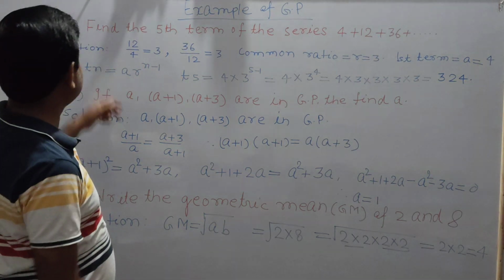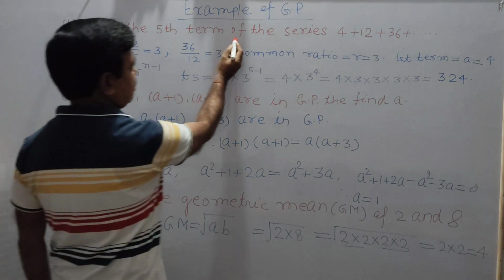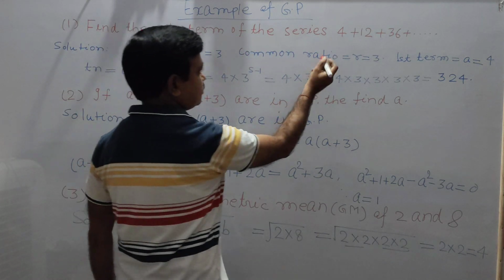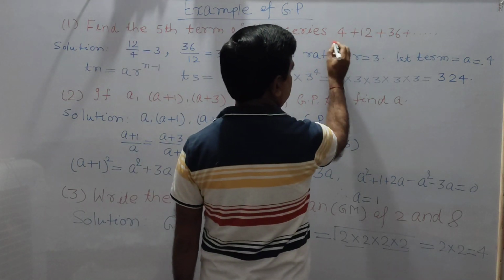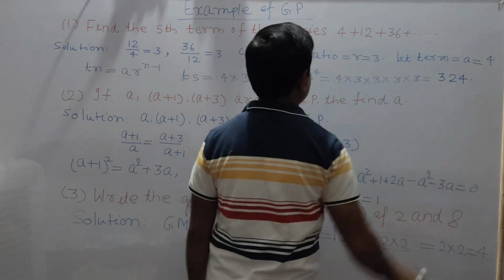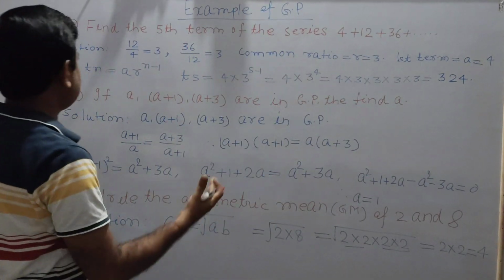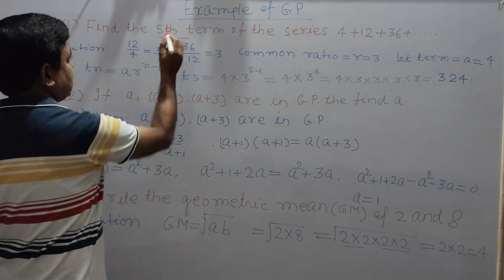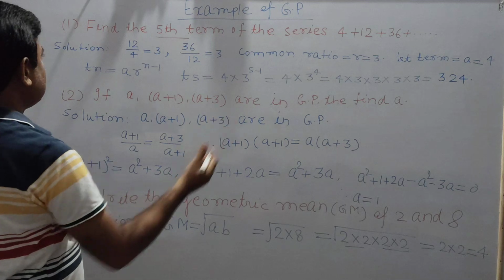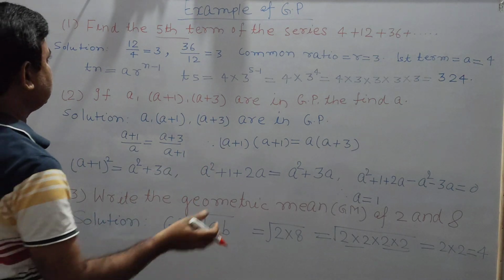Your first question is: find the fifth term of the series. One series is 4 plus 12 plus 36. So find the value of the fifth term of this series. First we see whether the series is in GP or AP.